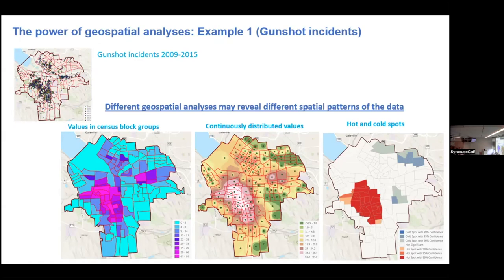So this is, from a geospatial perspective, how to interpret the data. The point is that each different result gives you different aspects of the problem here, gunshots. You can have different interpretations based on the patterns.